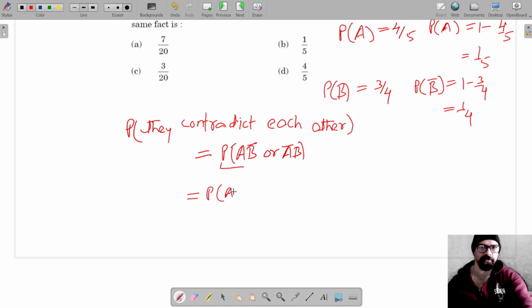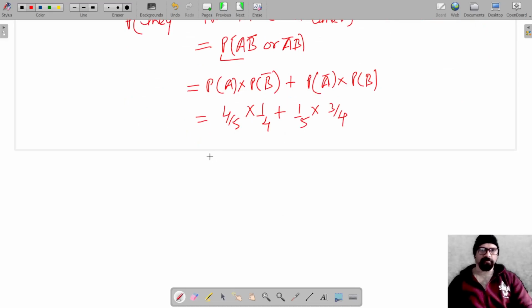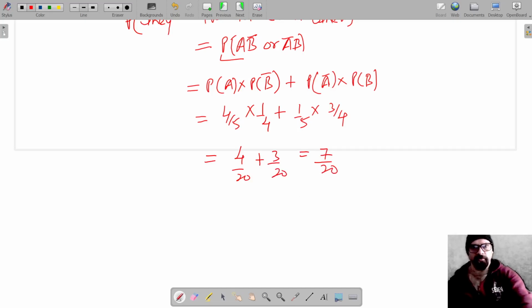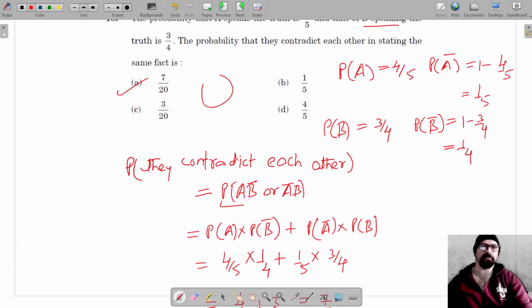So probability of A speaking the truth and B not speaking the truth, plus probability of A not speaking the truth into probability of B speaking the truth. So let's put in the respective values, which is 4 by 5 into 1 by 4 plus 1 by 5 into 3 by 4, which gives me 4 by 20 plus 3 by 20, that is equal to 7 by 20. So the probability that they will contradict each other is 7 by 20, which is option A.